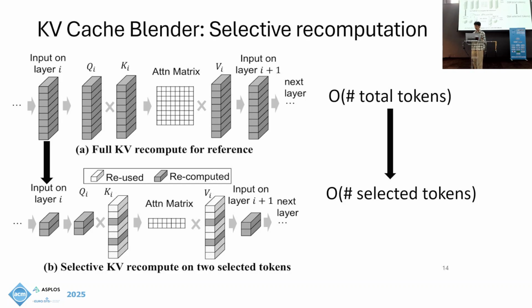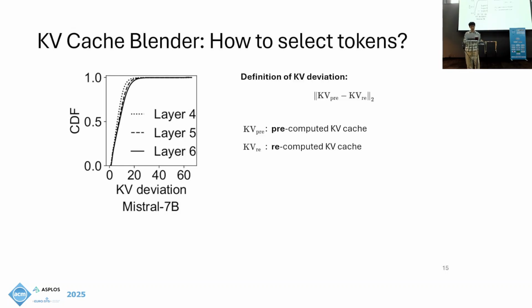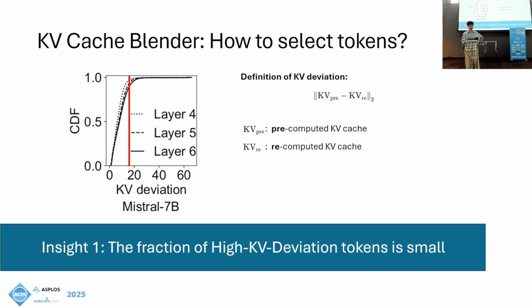So now the question becomes how to select tokens, or how do we know which tokens should be recomputed? By looking at this figure, the x-axis is the KV deviation, and the y-axis is the cumulative distribution function. The definition of KV deviation is very straightforward: it measures the L2 norm difference between the pre-computed KV cache and the fully recomputed KV cache. And by looking at this cutoff line, we can see that the fraction of high KV deviation tokens is very small. So we would naturally wonder, can we just recompute these high KV deviation tokens?